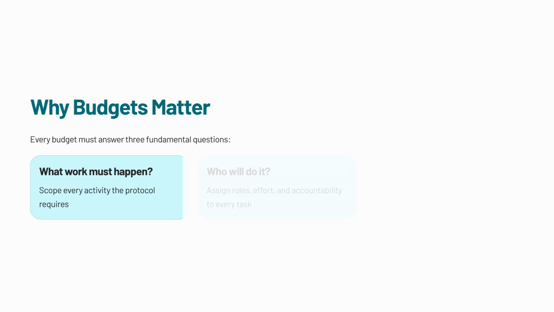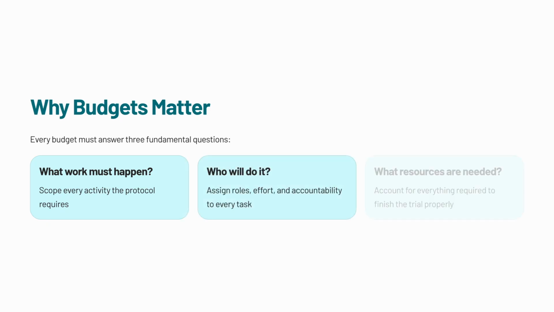Every trial budget needs to answer 3 simple questions. What work must happen? Who will do it? And what resources are needed? If one of these questions is unclear, the budget will usually be unclear too. For example, if the protocol requires sites to screen patients, collect data, attend training, and complete follow-up, those activities need time and money attached to them. The budget should be developed along with the trial design.